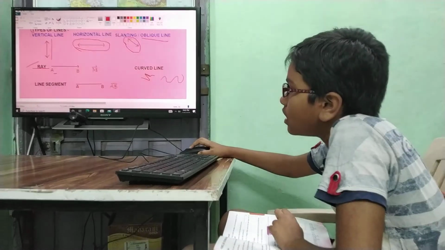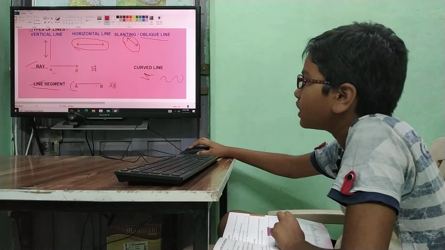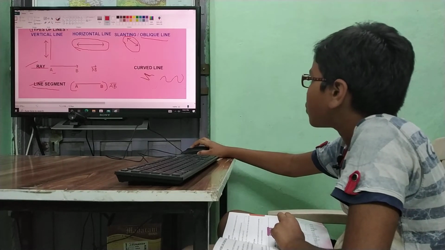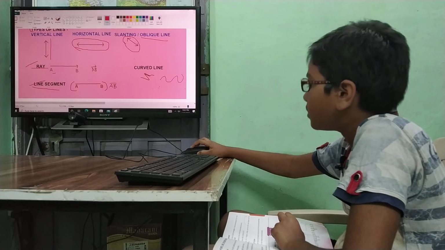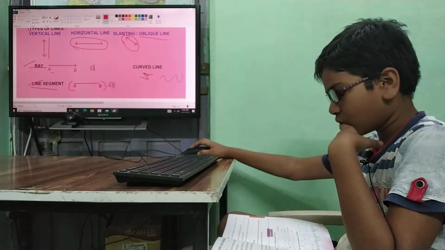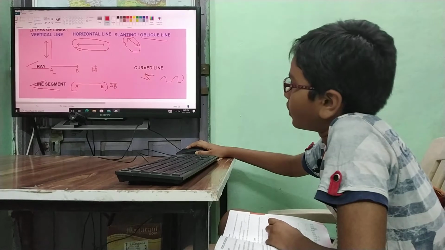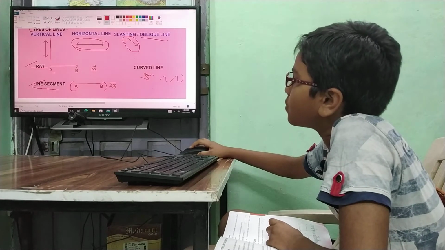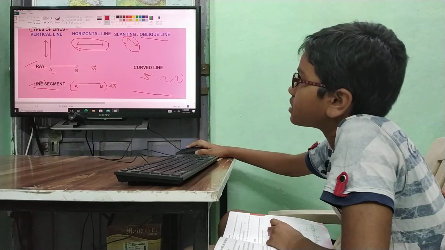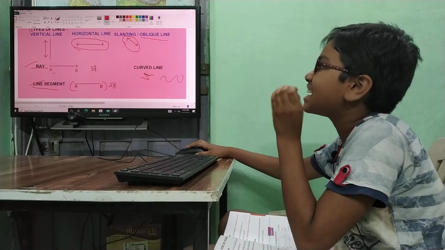Next, line segment. What is the concept of a line segment? You draw A and B and a line over it. A line segment has two endpoints, and it is measurable. It has fixed endpoints, so it has a definite length. It does not go on never-endingly. That is the major concept. This is known as a line segment. This is also a line segment. Any line should have a name.